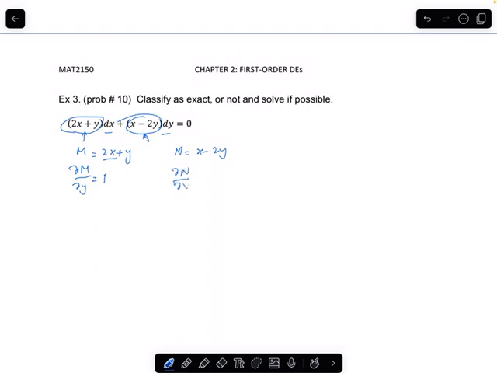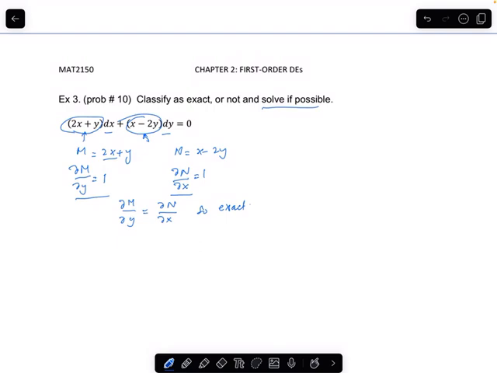And now we do partial N by partial x. So the derivative of x will be 1 and the derivative of minus 2y is 0. So you see these two are same. So we have partial M by partial y equal to partial N by partial x. So it is exact, and now we have to solve it.